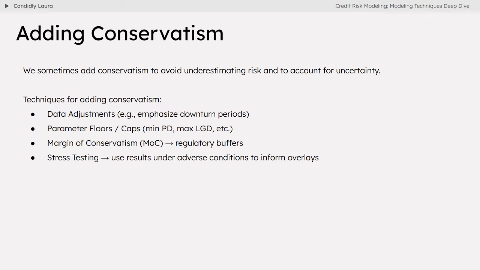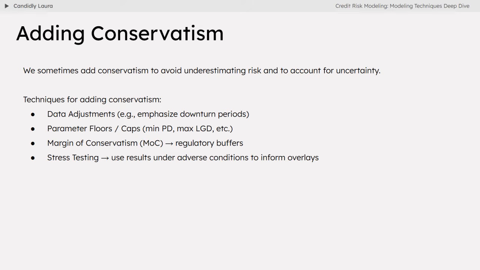In practice, we rarely have perfect data or a perfect understanding of future risk, especially during economic downturns. That's why sometimes we can incorporate conservatism into our models to avoid underestimating credit risk. Conservatism can be added in different ways. Data adjustments. For example, if recent data may not reflect adverse conditions, we may override or weight data to emphasize the downturn period.